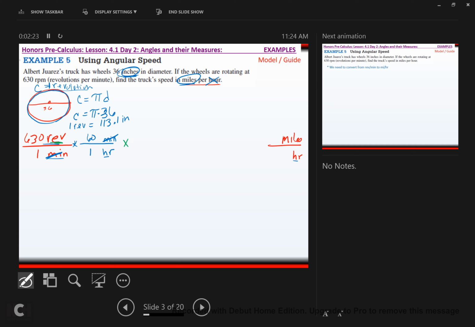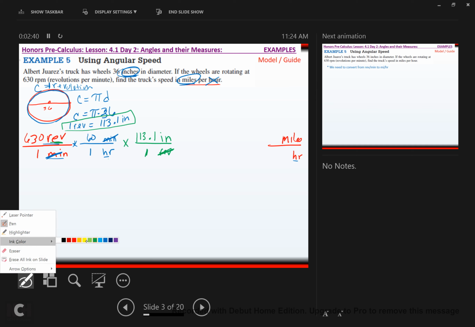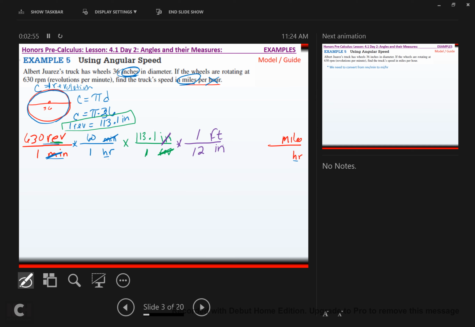So the first thing I'm going to do is get rid of revolutions. Right now revolutions is on top. I want to get rid of it, so I'm going to put it on bottom, and I can go to inches because that's my conversion rate. In 1 revolution, there's 113.1 inches. Now that gets me out of revolutions, and now I'm in inches per hour. I don't want inches, I want miles. So I've got to get rid of inches, so I'm going to put that on the bottom. I wish I could go straight to miles, but I don't know how many inches are in a mile. But I do know how many inches are in a foot. There are 12 inches in 1 foot. So that will get me out of inches, and now I'm in feet per hour.